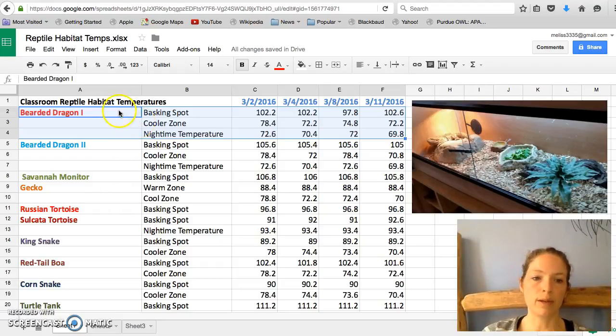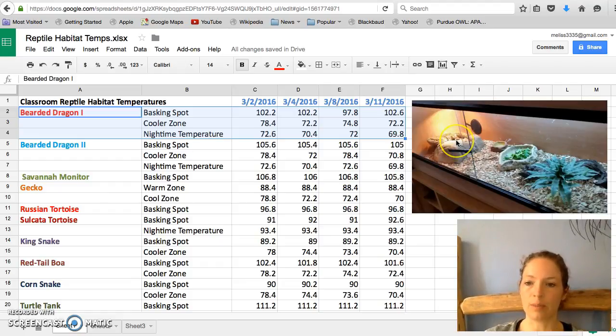And I have quite a few reptiles in my classroom, as you can see right here on the left column. And what I've been measuring the temperature of are the basking spots. Those are hot spots within the tank. You can see a picture of a tank over here. This is an example of a hot spot within a reptile tank. And obviously you have to have a cooler zone. And I'm also looking at the nighttime temperatures.